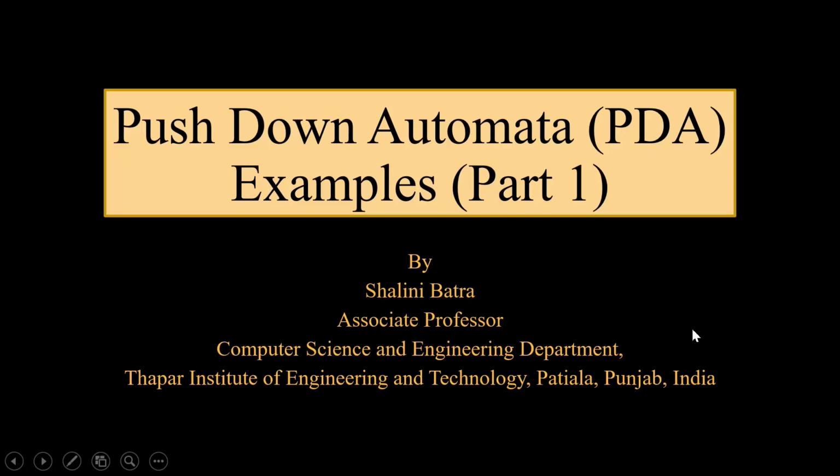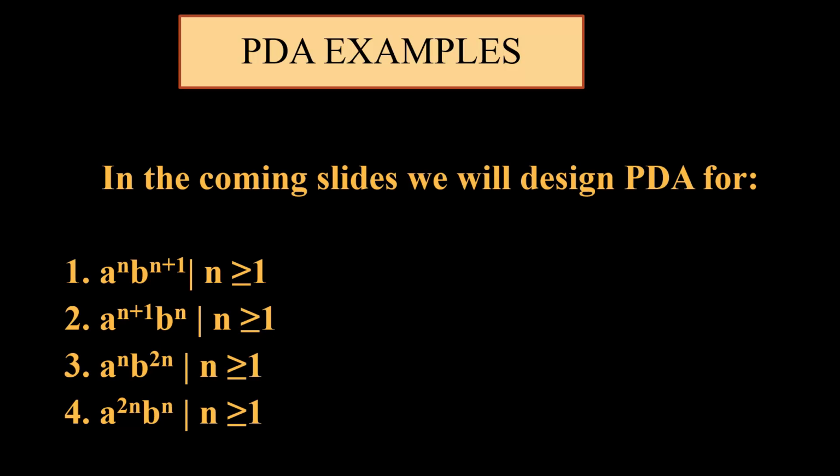Today we will be discussing various examples of push-down automata. The examples which we will be covering in the coming slides include a^n b^(n+1) such that n is greater than or equal to 1, a^(n+1) b^n, n is greater than or equal to 1, a^n b^(2n) and a^(2n) b^n such that n is greater than or equal to 1.